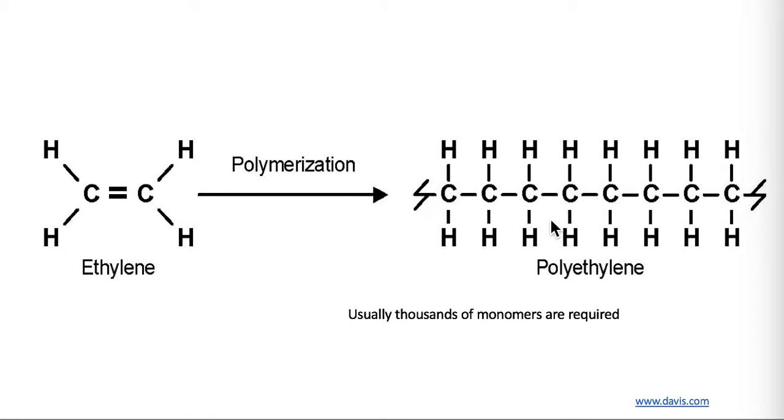Now, again, we're going to be looking at ethylene, which is right here. So ethylene undergoes a process that connects the segments together to form a polymer, which is polyethylene. This process is called polymerization, as you can notice here. And it usually takes thousands of monomers to make the polymer.